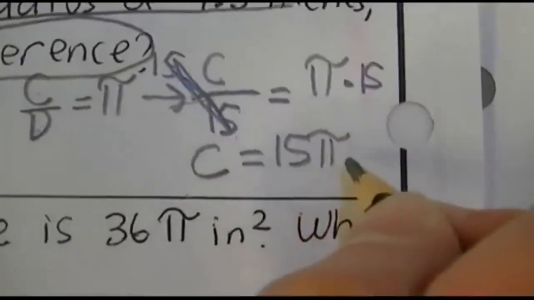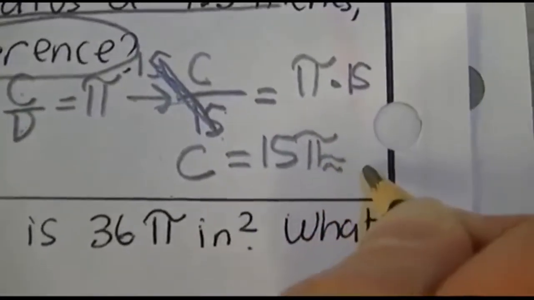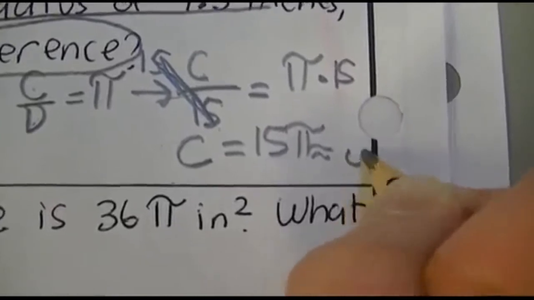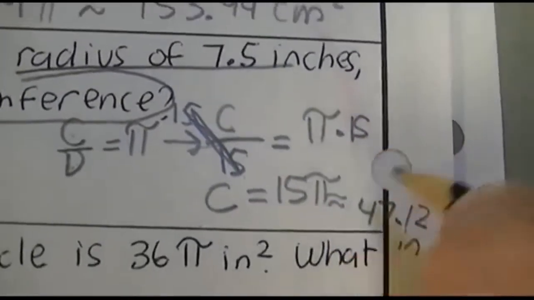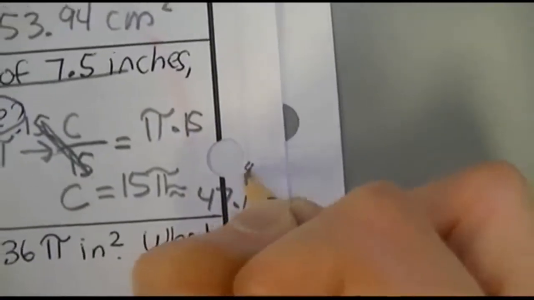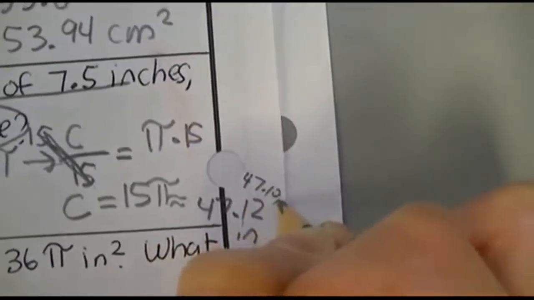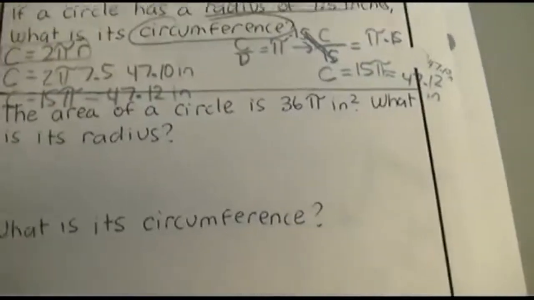When you go 15 times pi, the pi button on your calculator, you would get approximately 47.12 inches. If you use 3.14 on your calculator, you would get 47.10 inches. Same thing. I think I don't have enough room. Okay, so either one of those is acceptable.